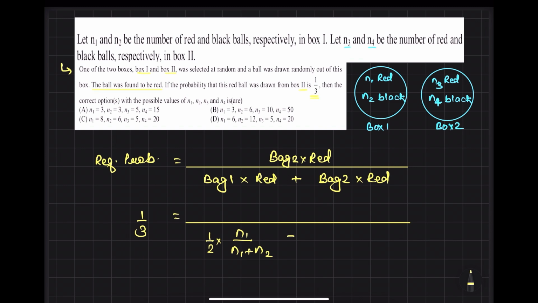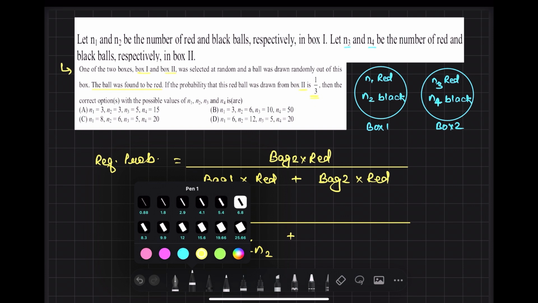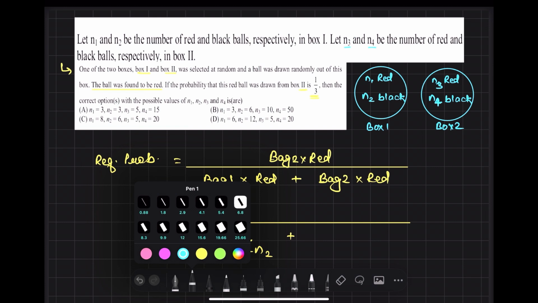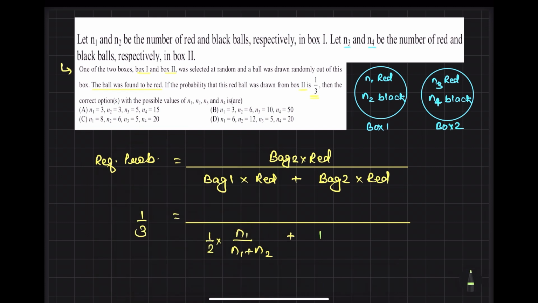Is that okay? Plus, now look at the second case. From bag 2 you have to find out a red ball. So what is the probability of selecting bag 2? It is 1 by 2 because there are two bags. And then red, so it is n3 by n3 plus n4. And you have to go with this case, red and bag 2. So it is 1 by 2 times n3 by n3 plus n4.